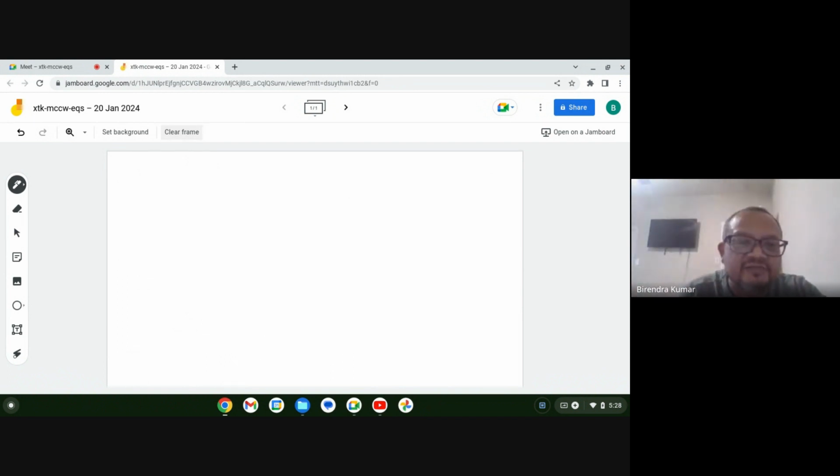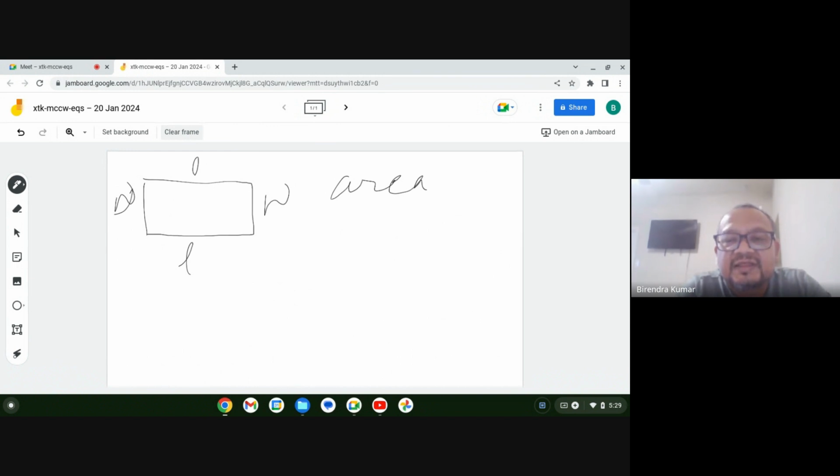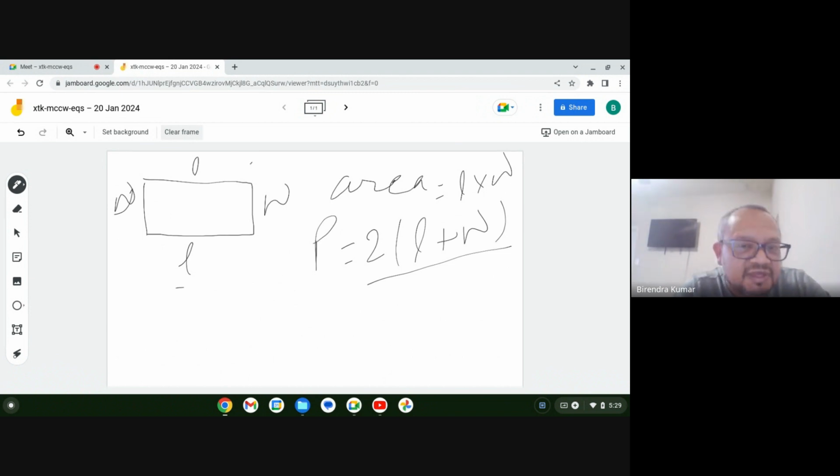We did not do anything magical. We did simple things. Math is all about simplicity. So this is my rectangle. This is the length, this is the width. For a rectangle, the property is that opposite sides are of the same length. So this will be length, and this will be width. Now area is length times width. This is simple. Perimeter is 2 times (length plus width). And why? Because we just derived this by adding the sides.